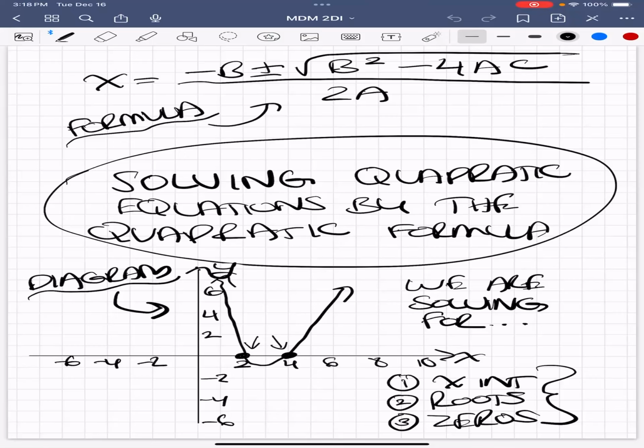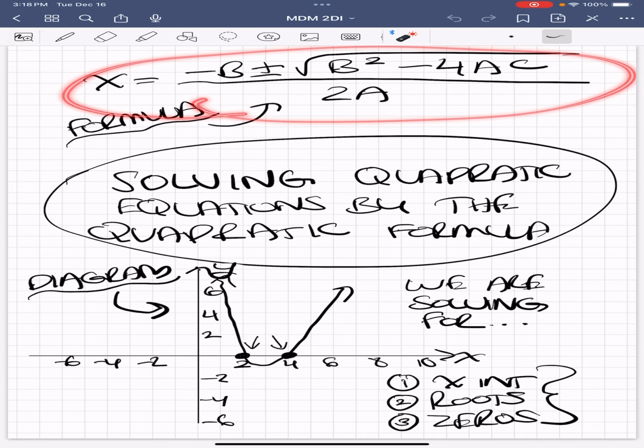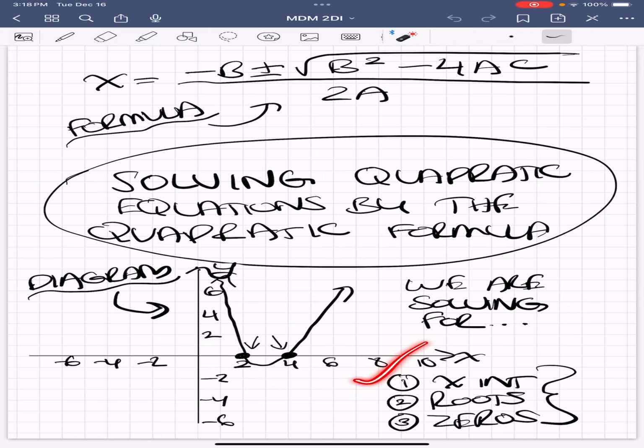Okay, so my name is the Math Train, and today we're going to be solving quadratic equations by the quadratic formula. You can see the formula up here, and we are solving for x-intercepts, roots, and zeros. They just mean the same thing, it's just different words for talking about the same thing. So x-intercepts, roots, and zeros, that's what we are solving for. And here is a diagram of what we're solving for, so those would be the x-intercepts. And let's begin.